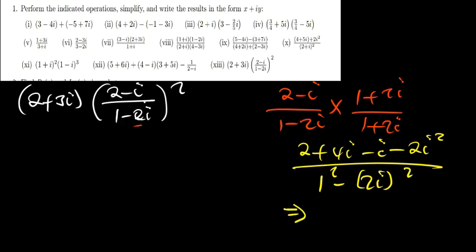So I know that this is 2 and this is going to be plus 2, so it's going to give us 4. So I'll have 4 plus 3i, because 4i minus i is 3i. I'll divide this by 1, then it's going to be 1 minus negative 4, so I'll have 5 down there.